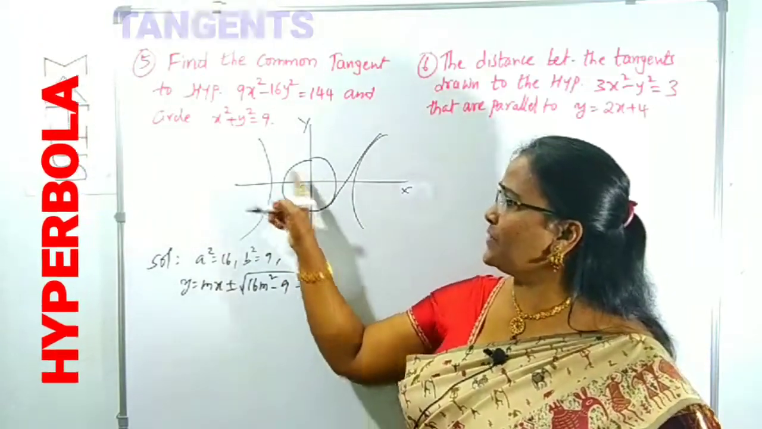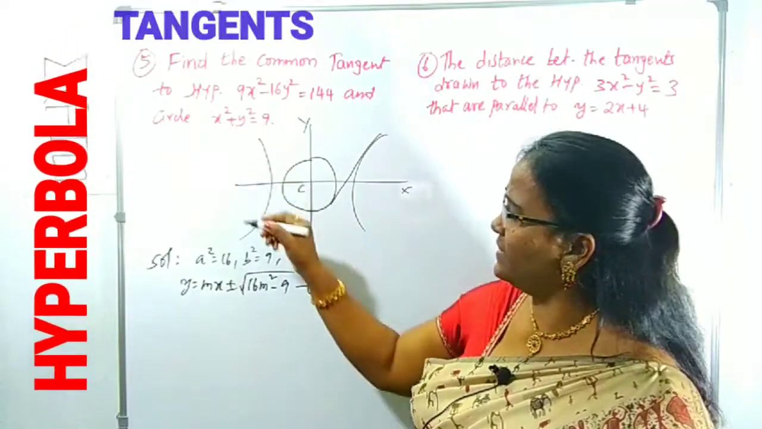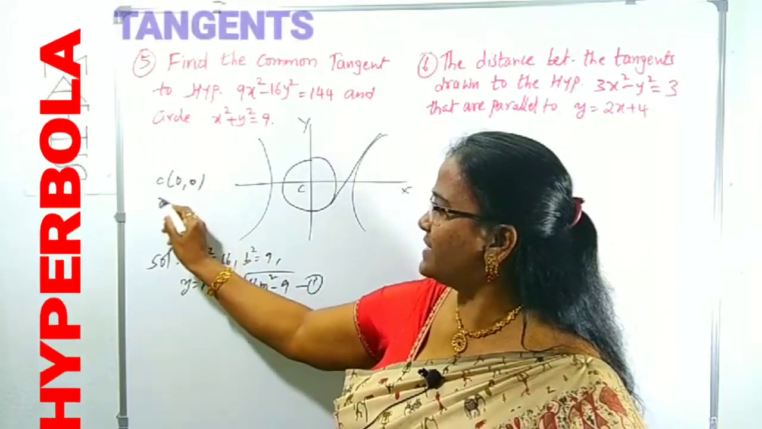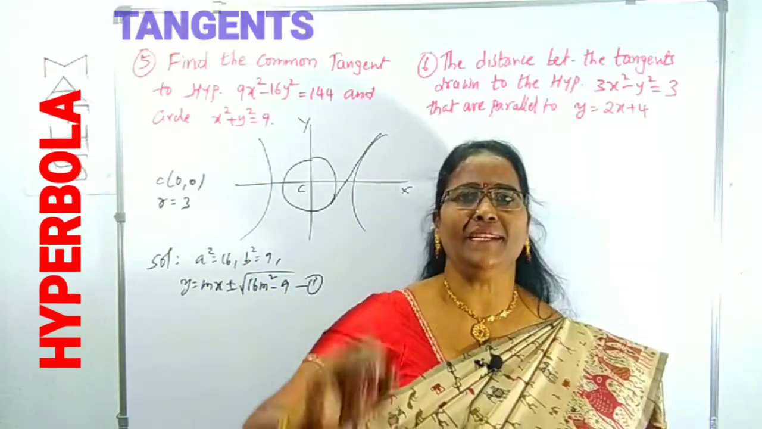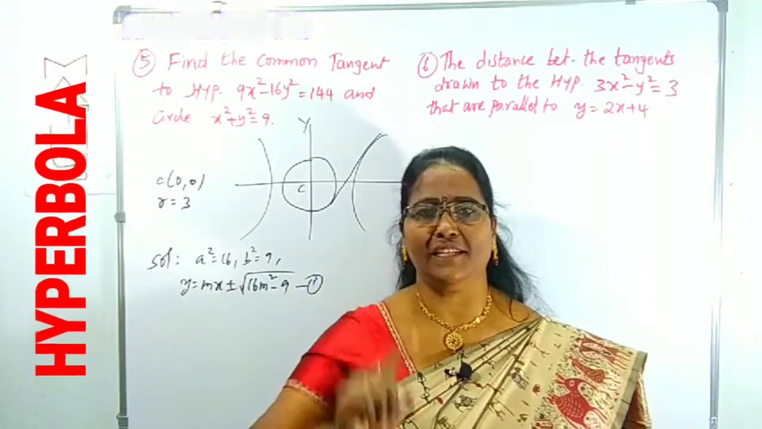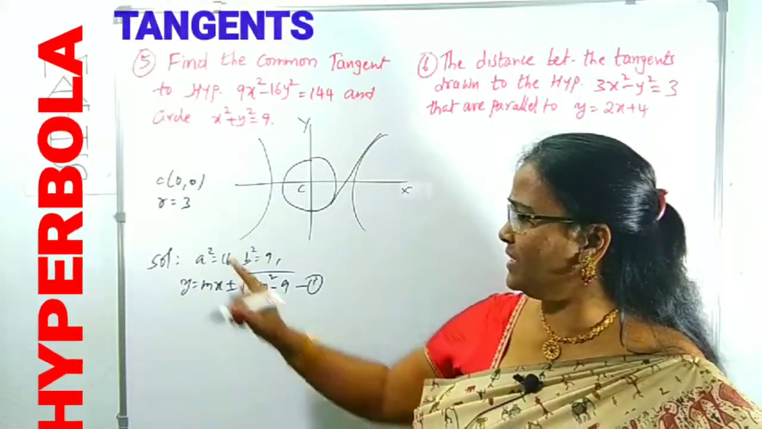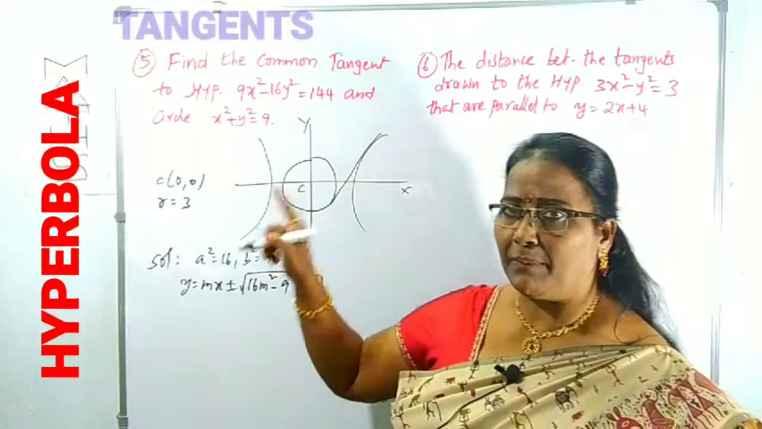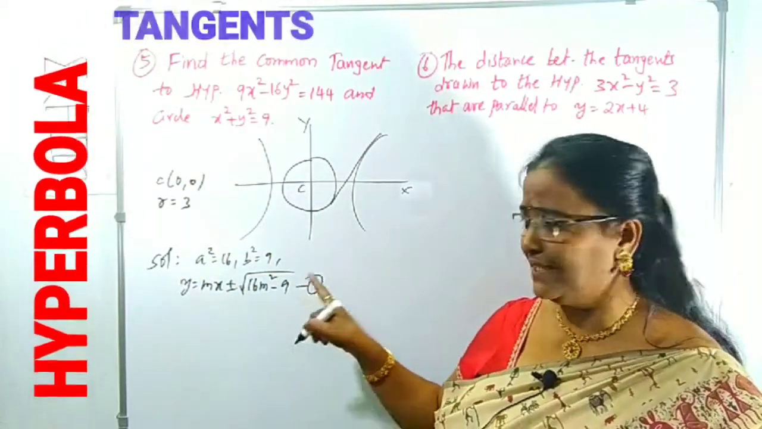This is also tangent to the circle. The circle equation is x square plus y square is equal to 9. What is the center of this circle? 0, 0, and the radius of this circle r is 3. You know clearly, if any line touches a circle, what is the condition? Exactly, r is equal to d. Radius is equal to d, the perpendicular distance from the center to the line. Then that line is a tangent line.